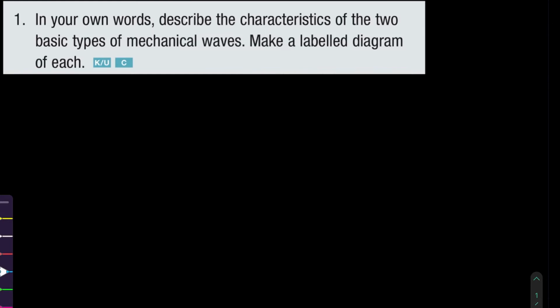Let's get started. In your own words, describe the characteristics of the two basic types of mechanical waves. Make a labelled diagram of each.